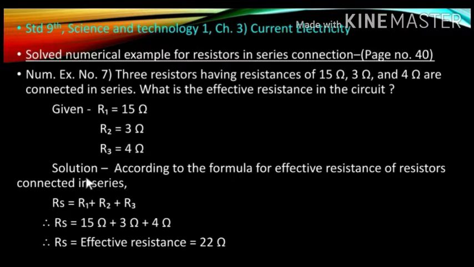Now the solution is according to the formula for effective resistance of resistors connected in series, that is Rs, effective resistance, is equal to R1 plus R2 plus R3. Therefore, Rs is equal to 15 ohm plus 3 ohm plus 4 ohm. This summation will be, that is Rs, effective resistance, is equal to 22 ohm.